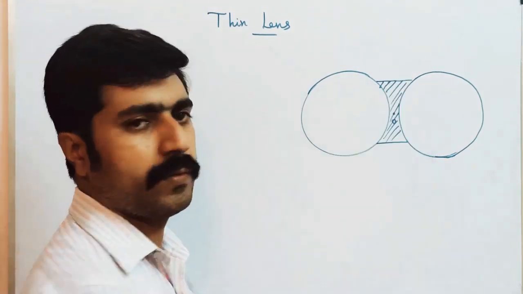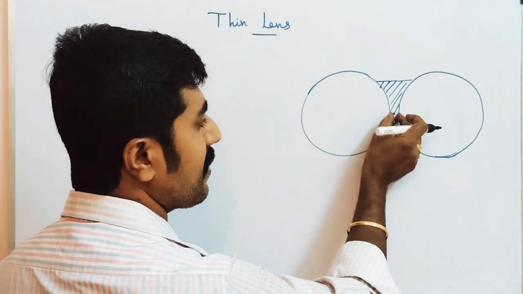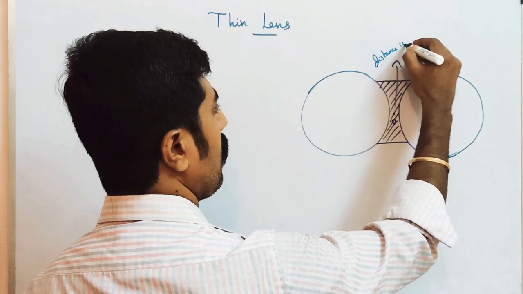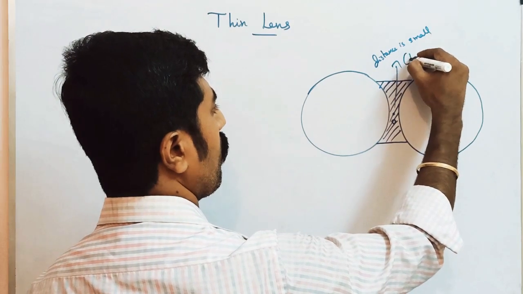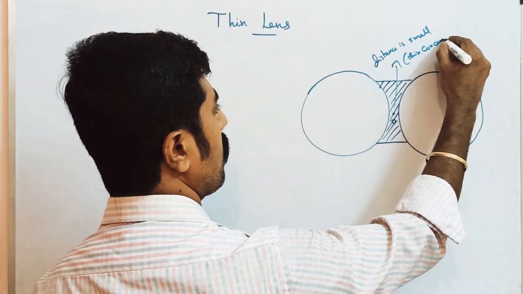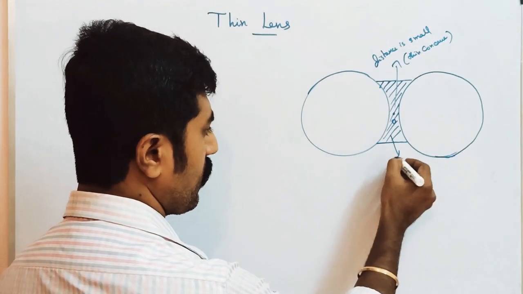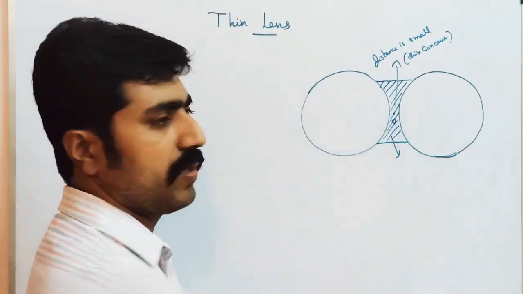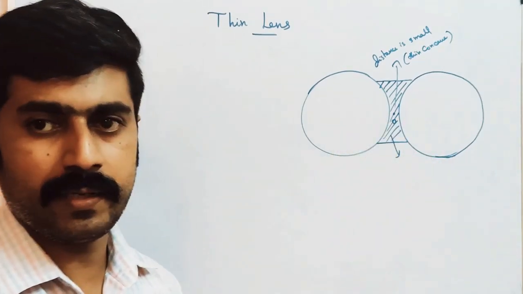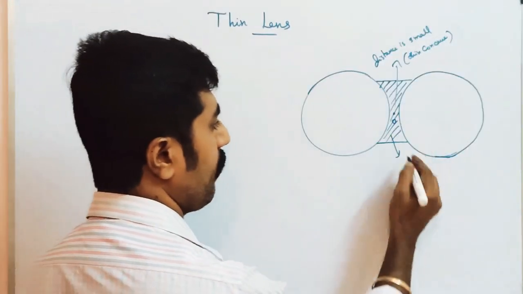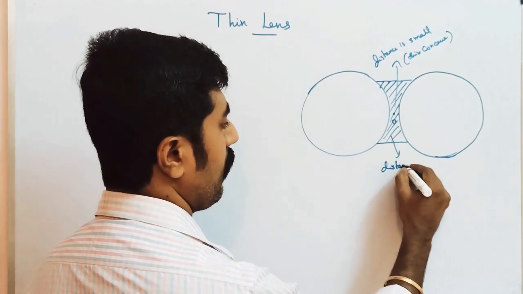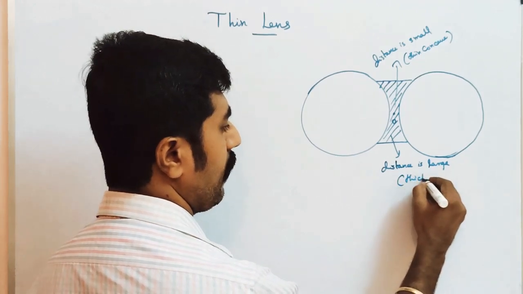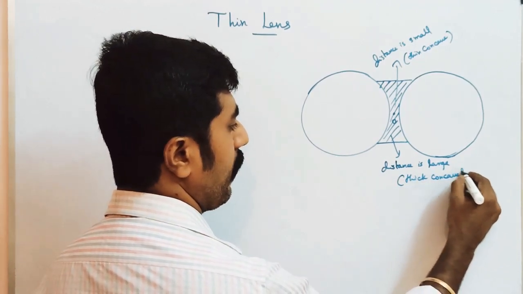Note that the edges are thick. In between, the distance is small. If the distance is small, we call it a thin concave lens. A concave lens has two spherical surfaces, since both are spherical objects. If the distance in between is large, we call it a thick concave lens.